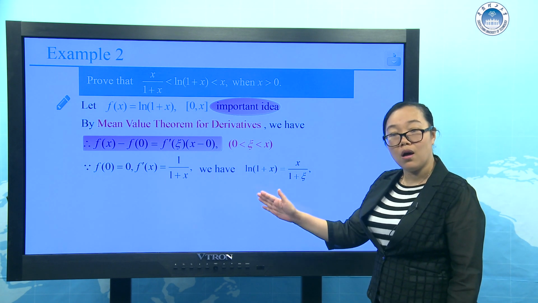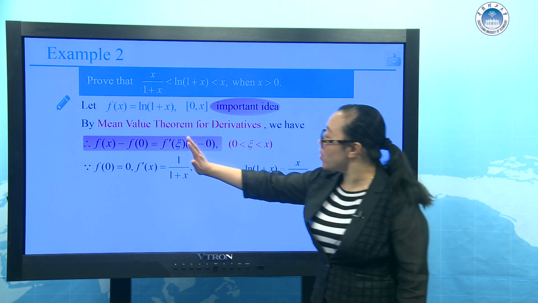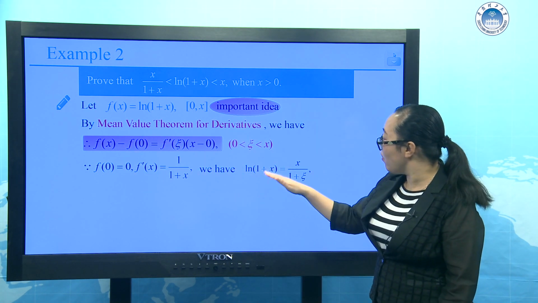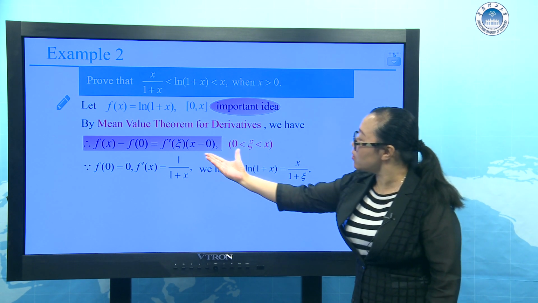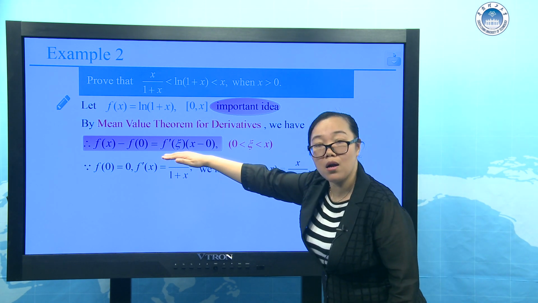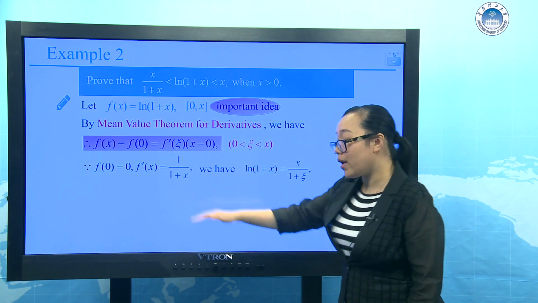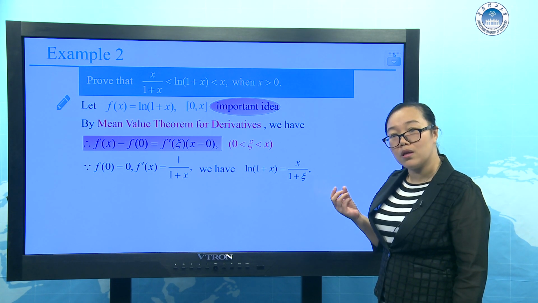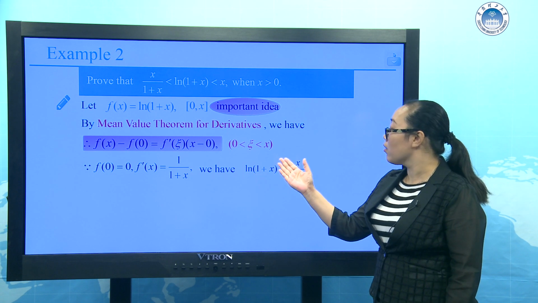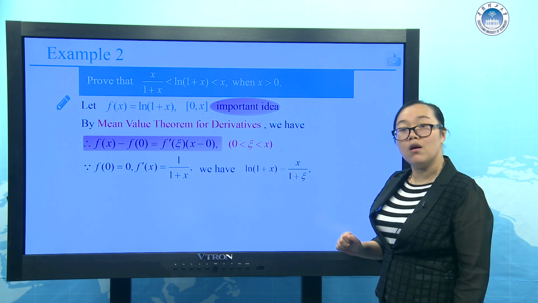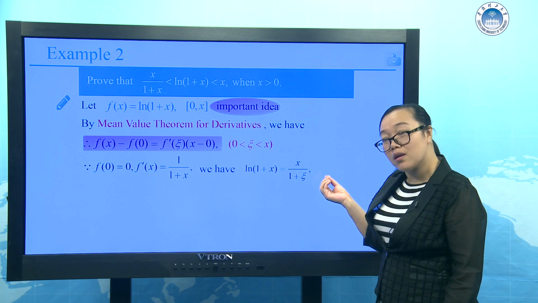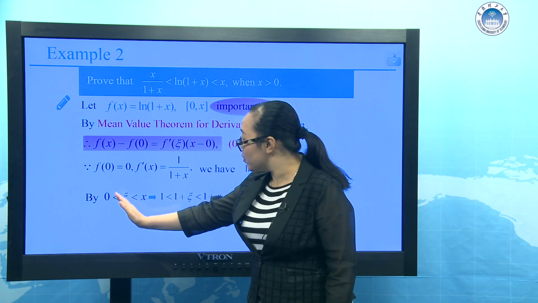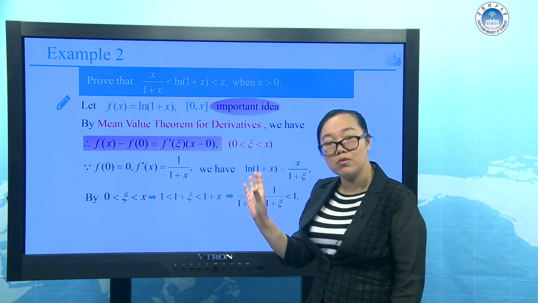So we have ln(1 plus x) minus 0 on the left side, equals this term x times this term 1 over 1 plus c, together x over 1 plus c. So now we know the concrete expression for ln(1 plus x). We will do some work on 1 plus c according to the domain. So now, c is between 0 and x.